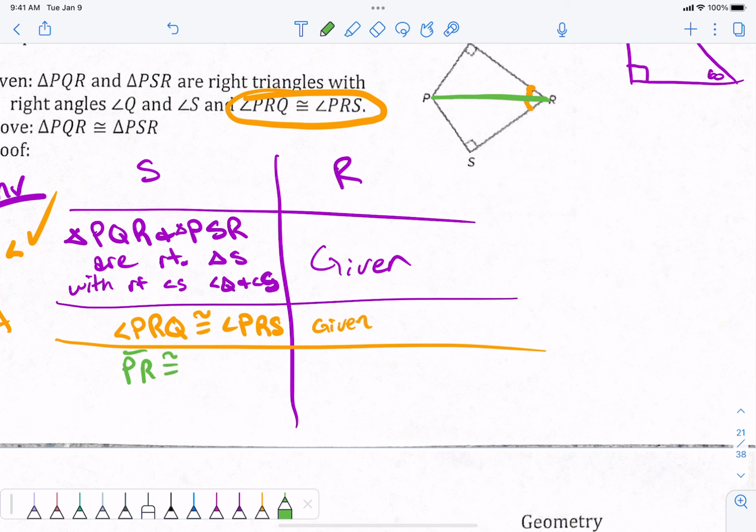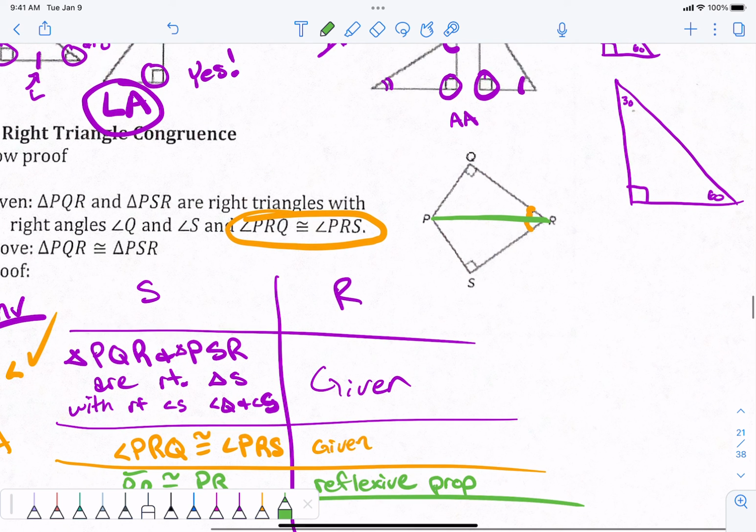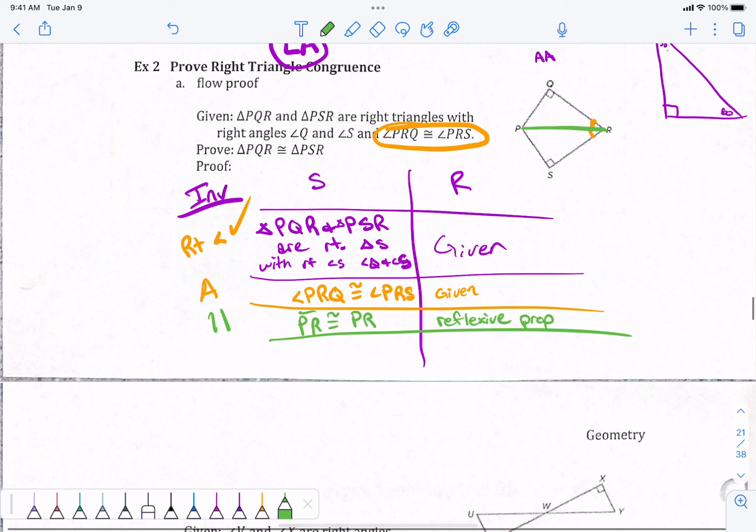PR is congruent to PR, okay? And that's the reflexive property. Now that gives us a side, but more specifically, which side? Is that a leg or a hypotenuse? That's the hypotenuse, okay?